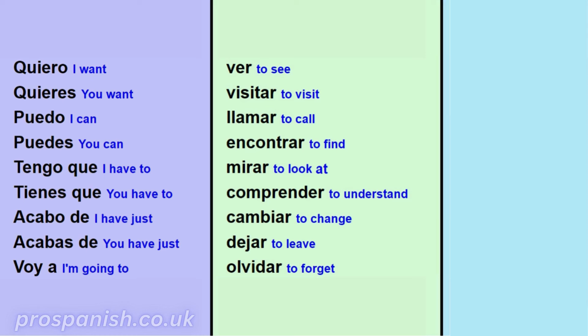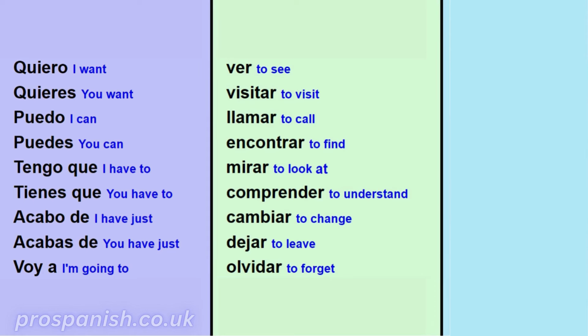And we'll just finish off on I'm going to. Voy a. Voy a, I'm going to. So, voy a olvidarlo. What does that mean? I'm going to forget it. How would you say, I'm going to call you? Voy a llamarte. I'm going to call you.